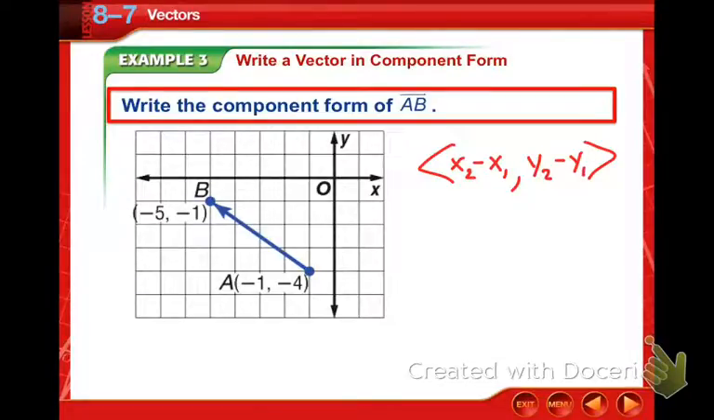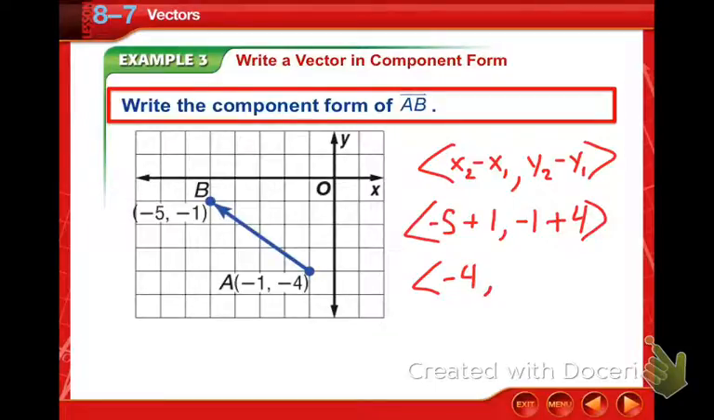So what that means is, for this one here, your 2's are going to be B. It goes from A to B. So we're going to go -5 minus a -1. If you don't have my class, you notice I just made it a plus, right? But it's a minus a negative, which becomes a plus, okay? So then we got -1 minus -4. So now we can simplify this. -5 plus 1 is negative 4, and negative 1 plus 4 is 3. And there's our answer.